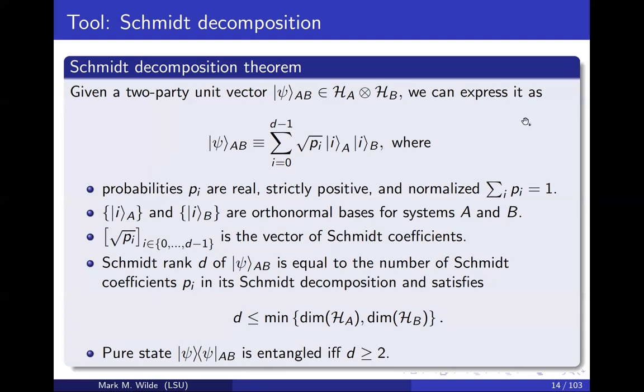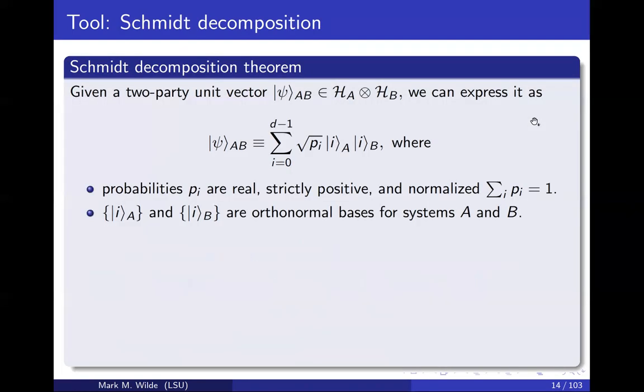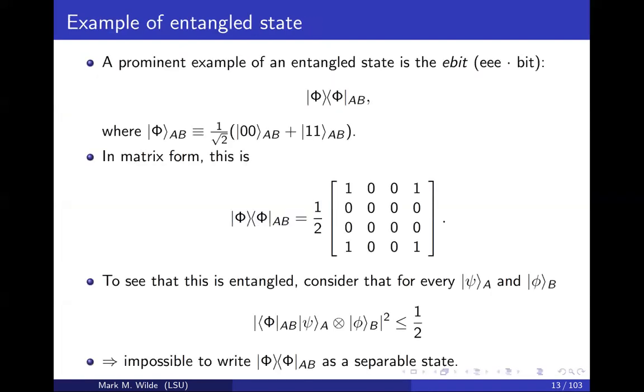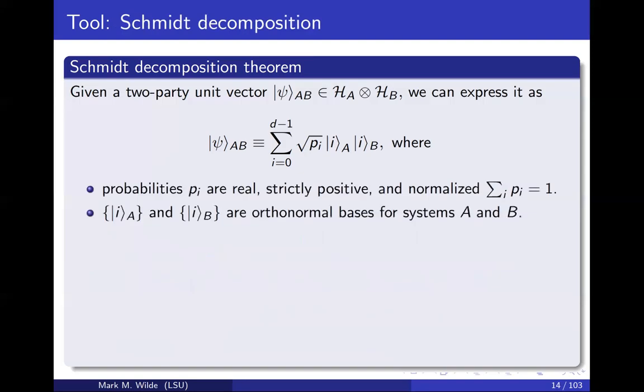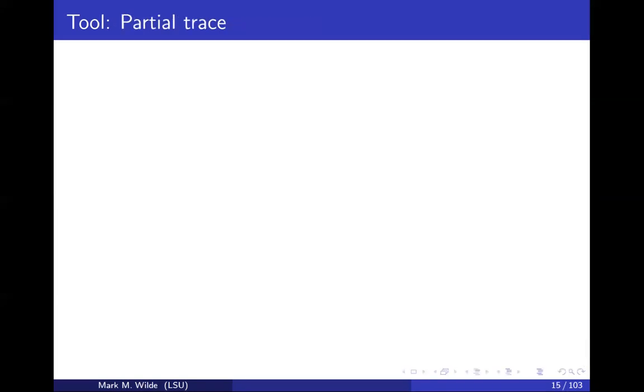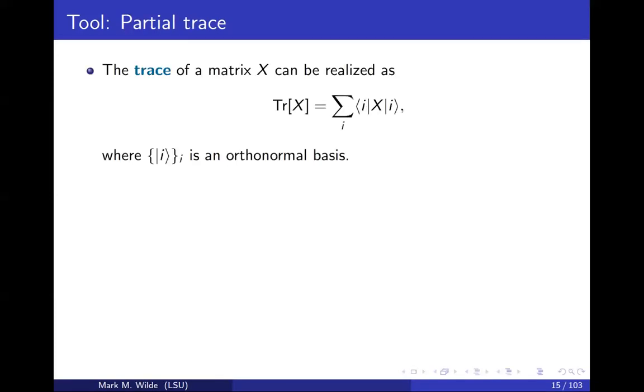Okay. And the other thing we talked about is the example of the E-bit. That's what we did here and gave you this exercise. So let's keep going forward. And now let's talk about a new mathematical tool which comes up a lot in quantum information. It's called partial trace. We talked about it in the first lecture.